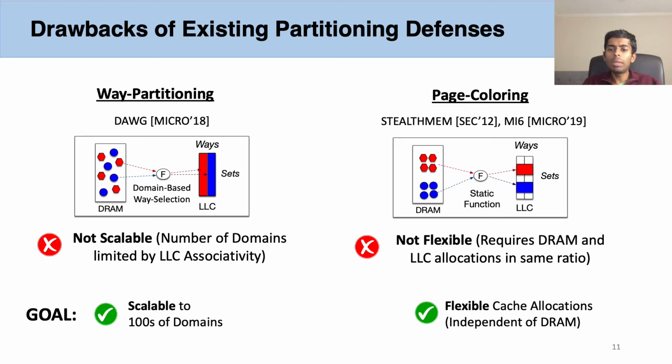So our goal is to enable a practical cache partitioning defense that can scale to hundreds of simultaneous security domains, where cache allocations can be flexibly managed independent of DRAM allocations. And finally, it should also allow fine granularity cache allocation sizes, given that sensitive programs often have footprints of a few kilobytes. Let's see how we enable this.